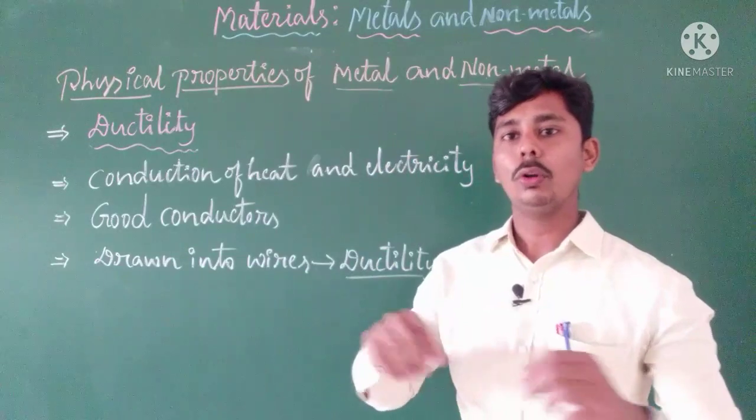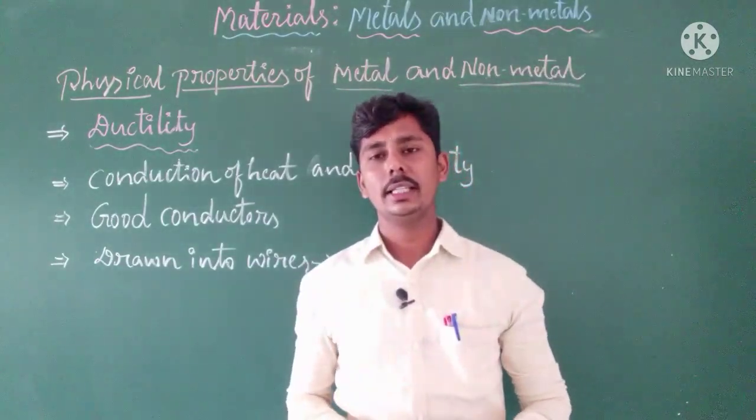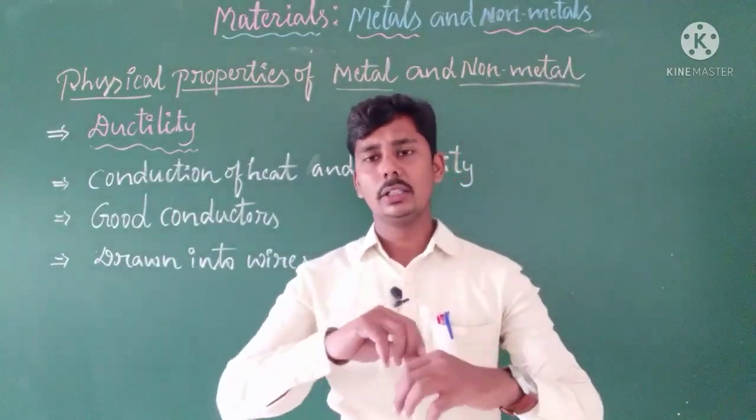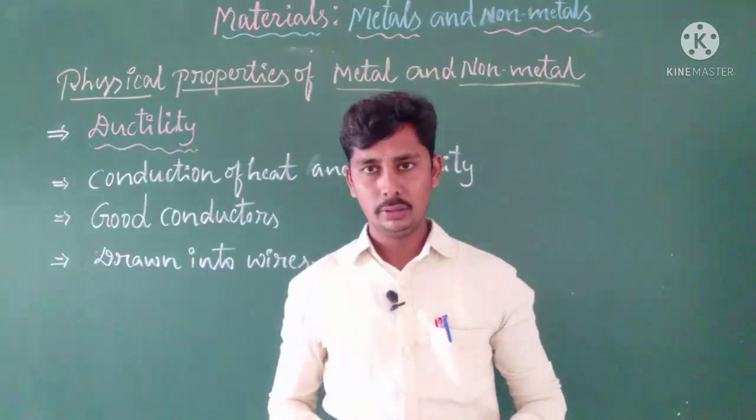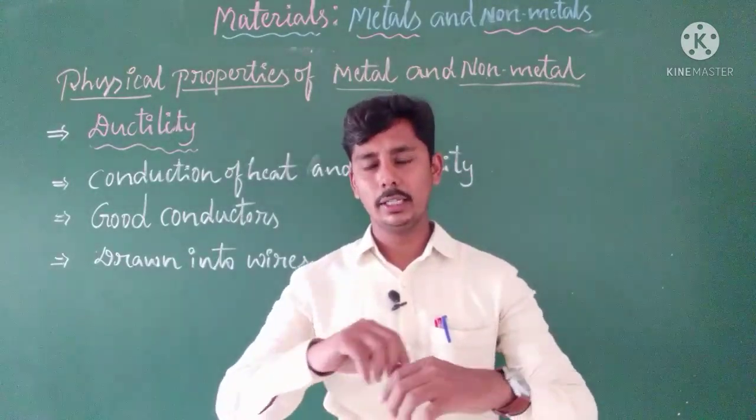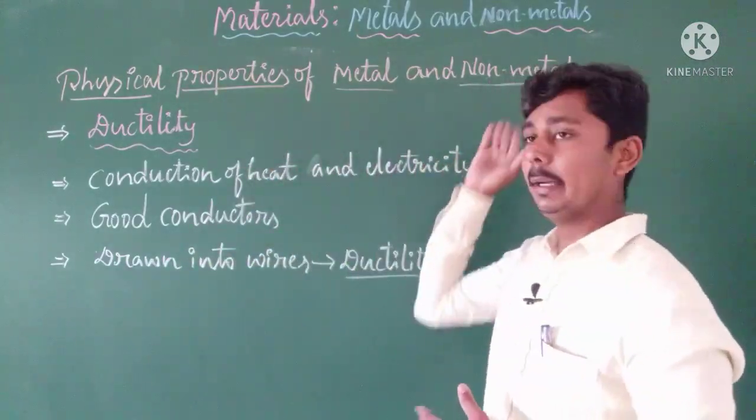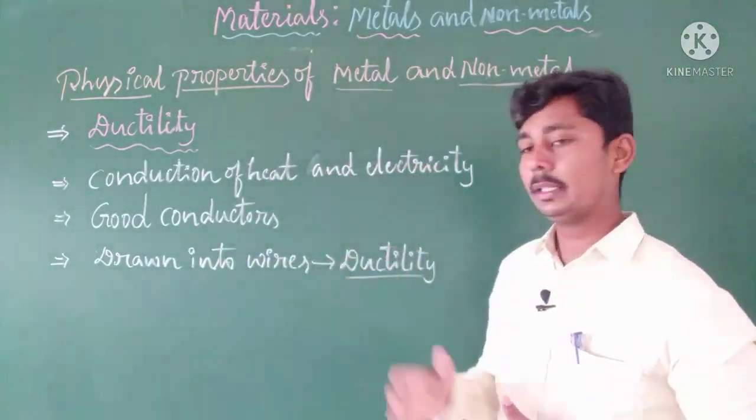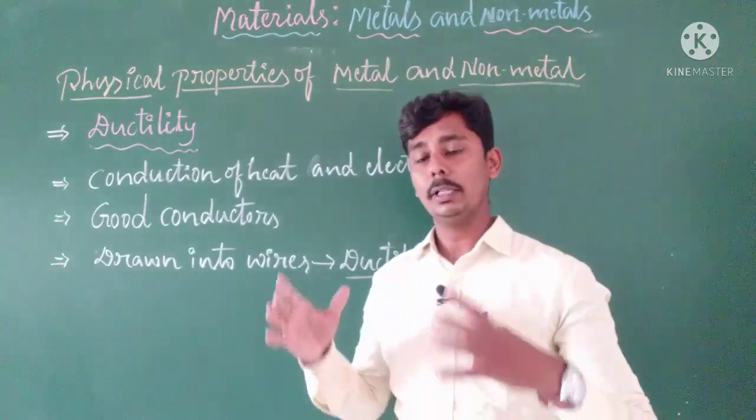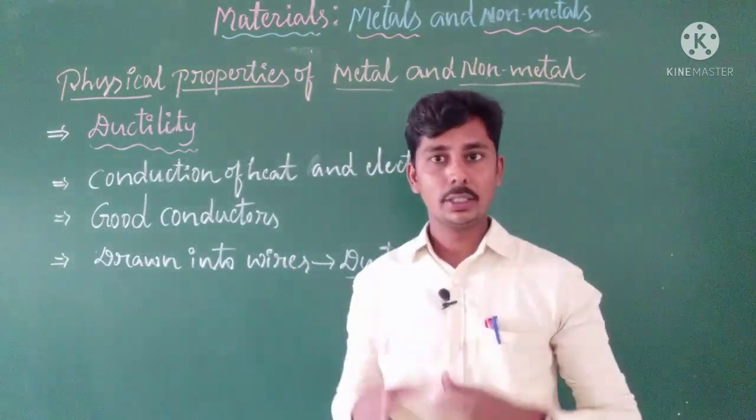Materials which cannot be drawn easily into thin wires are the non-metals. For example, coal cannot be drawn into thin wires. That is a non-metal. Both metals and non-metals are present in our surroundings.